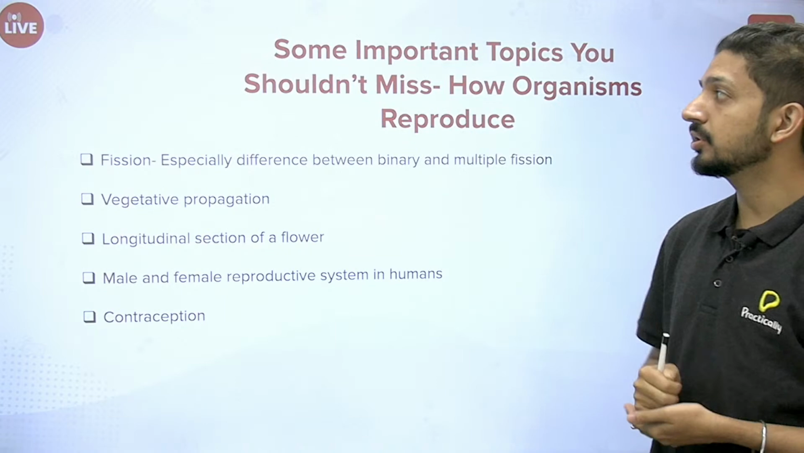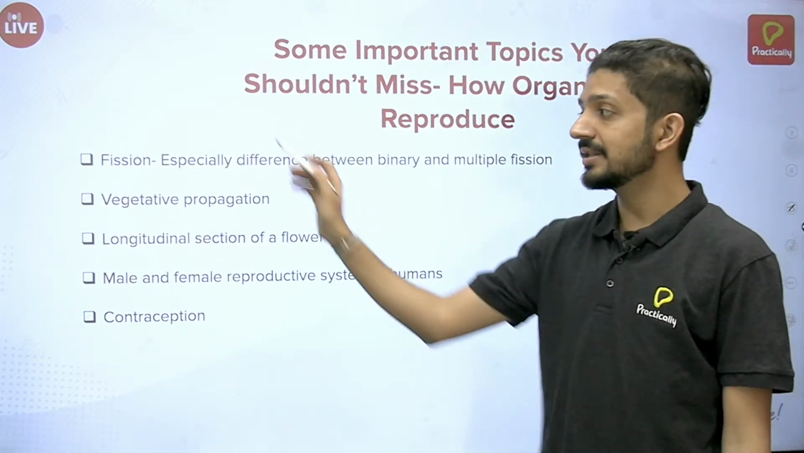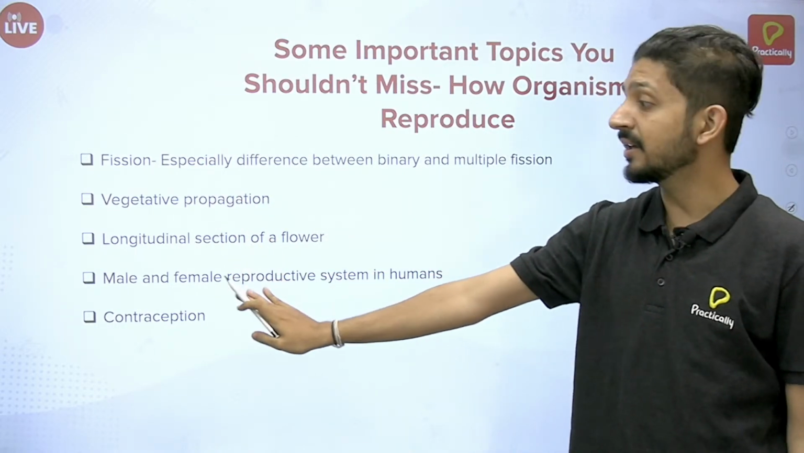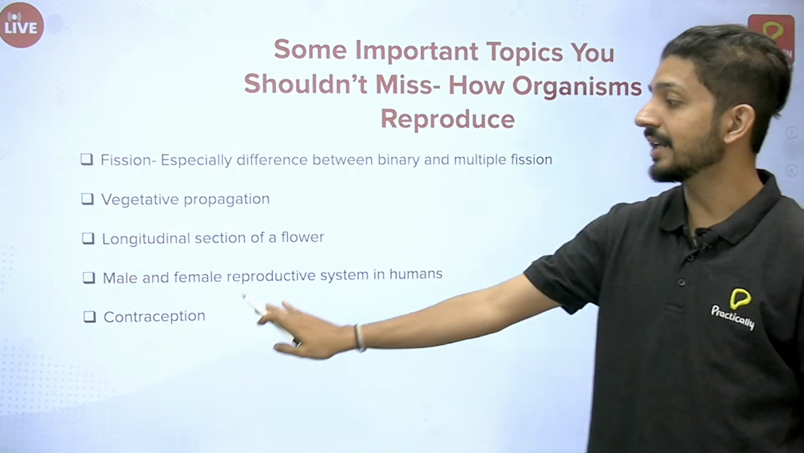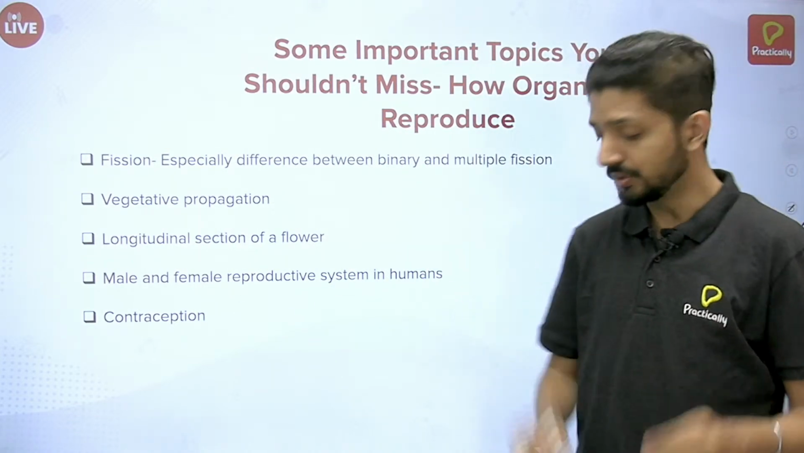Here are some important topics which you should not miss from the biology section. From how organisms reproduce, these are the important topics: fission, vegetative propagation, longitudinal section of flower, male and female reproductive system, and contraception. So while studying, pay special attention to these topics.